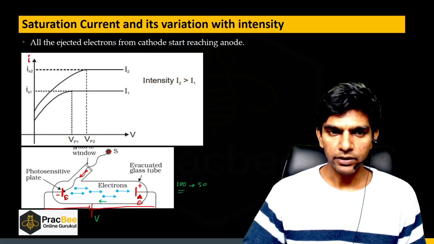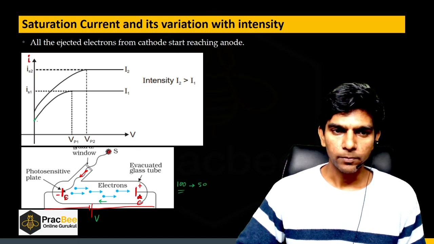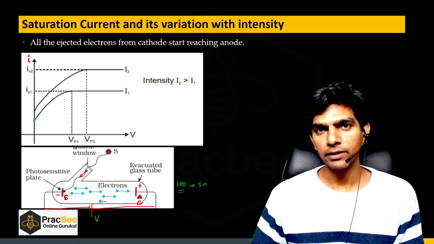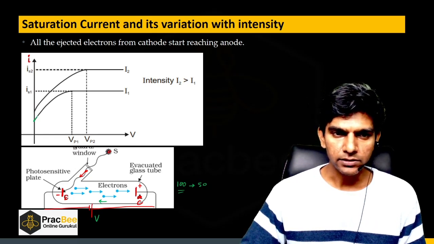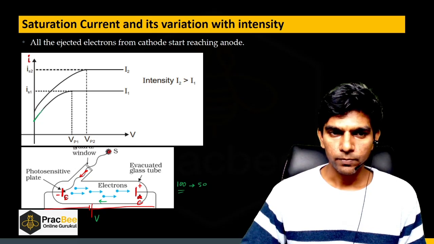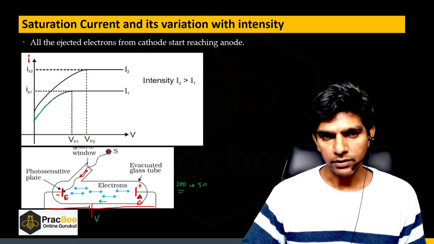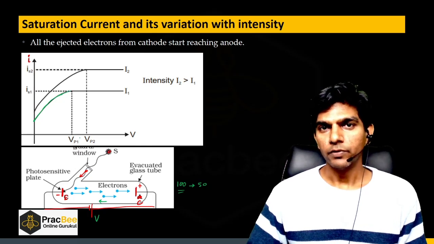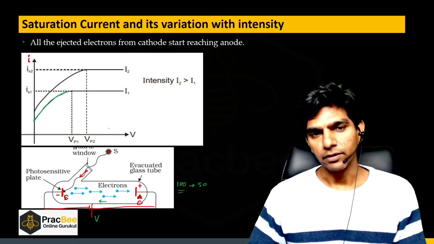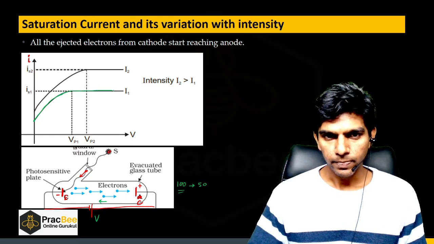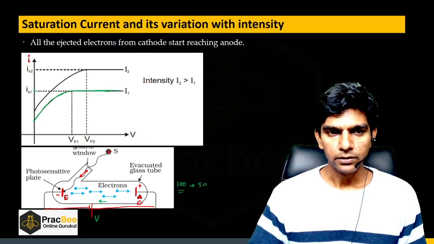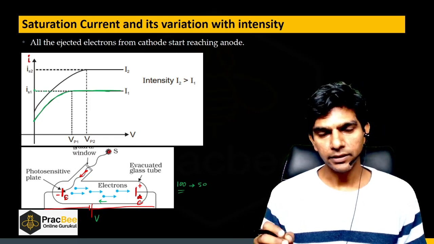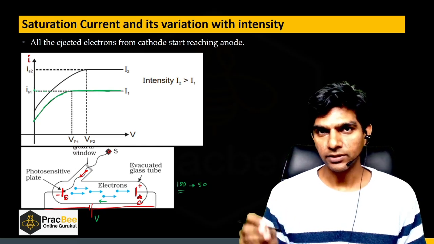So can you see, for a given intensity, at zero potential, if there is no potential, still there will be some electrons reaching the collector plate and constituting the current. But as we increase the potential, the number of photoelectrons reaching the collector plate will increase, and there will be a potential difference at which all the electrons being ejected are reaching the collector plate. This current is known as the saturation current. So we can say saturation current is the current when all ejected photoelectrons are reaching the collector plate and constitute the current.